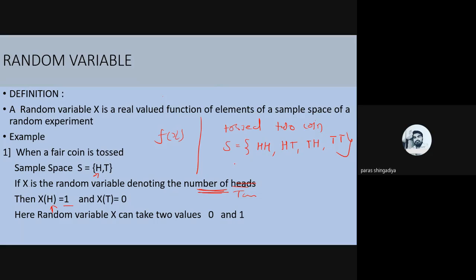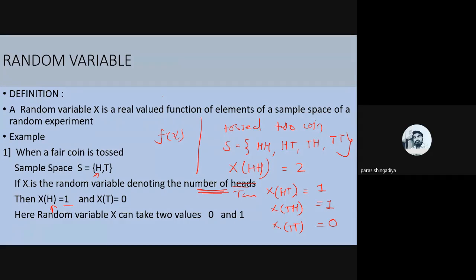And now I consider X as the number of heads. X denoting the number of heads. So what is X of H, H? It means H H, equal to the number of heads, and how many heads are there? That is 2. So X of HH is equal to 2. Then X of HT, there is only one head in the second case, so it is 1. Then X of TH also has one head, so it is also 1. And then X of TT, there is no head, so it will become 0. So here the random variable can take the values 0, 1, and 2.